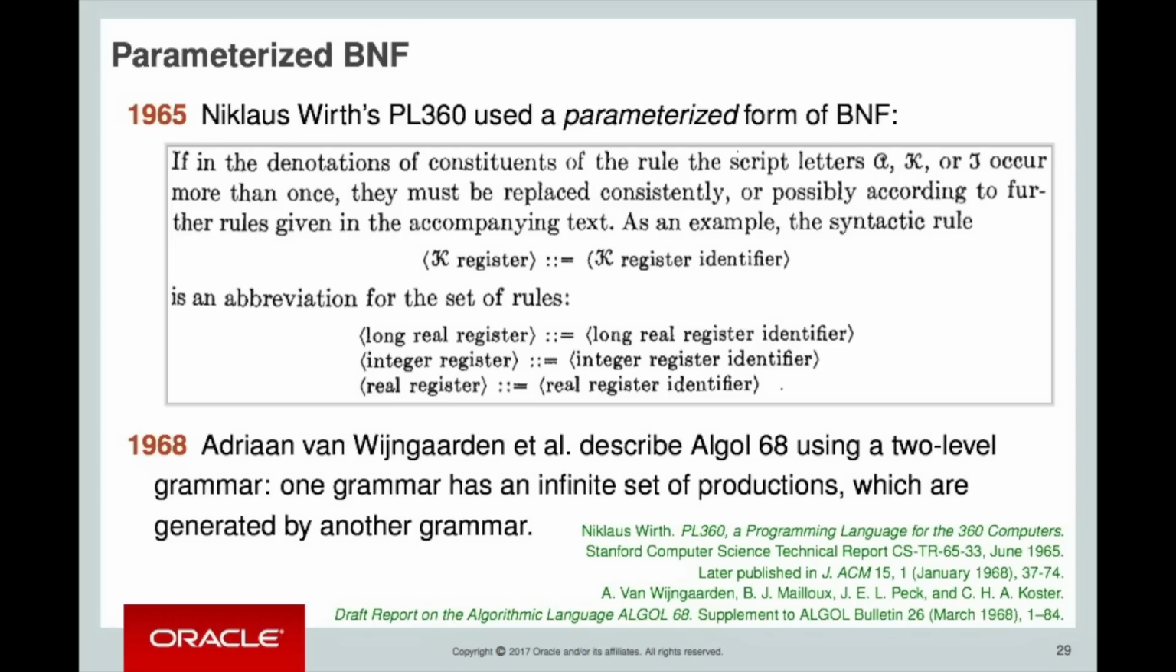This reached full fruition in 1968 when Adriaan van Wijngaarden introduced complete two-level grammar to describe ALGOL 68. The syntax of ALGOL 68 is described by a grammar that has an infinite number of productions, but those productions are generated by yet another grammar. And in effect, this allows him to do context-sensitive kinds of things, such as type checking, right in the grammar. So it's a pretty amazing formalism, almost completely unreadable. There's still a few fans of it today, but it's not used much anymore.